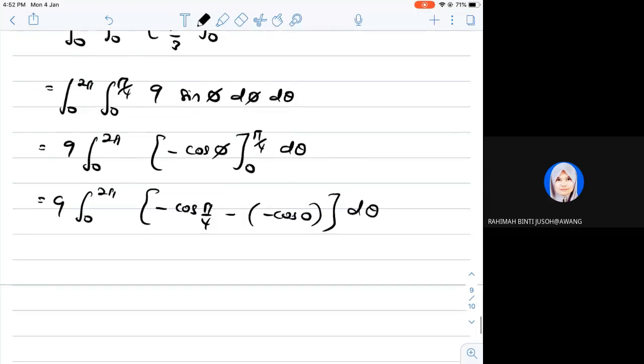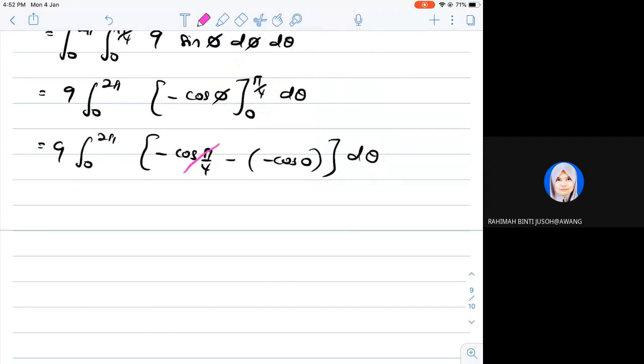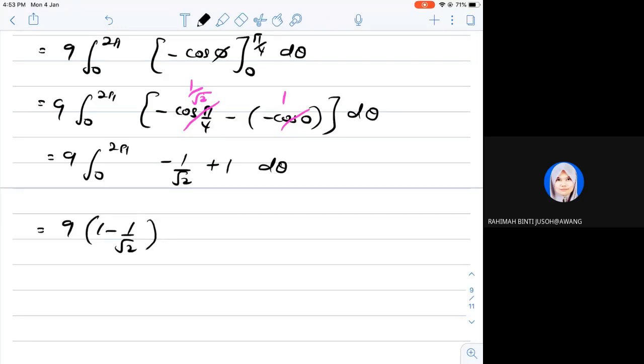d theta. Okay, so if you use your calculator, cos pi over 4 is equivalent to 1 over square root 2, or 2 over square root 2, the same. And then cos 0 is 1. So it will become 9 times negative 1 over square root 2, minus minus 1 becomes plus 1, d theta. Since this is just a constant, we can take this out. So 1 minus 1 over square root 2, integrate 0 until 2 pi d theta.